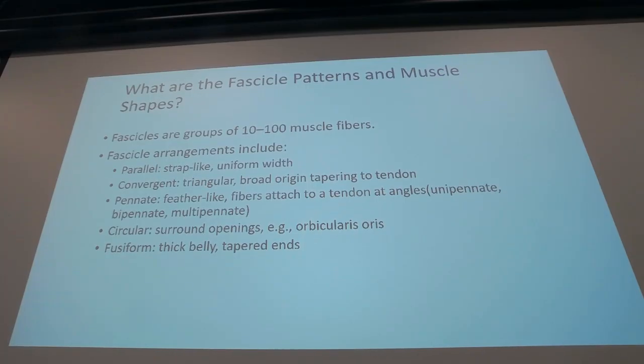If the fascicles run in a circular way, that will be called a circular fascicle. And if the fascicle has tapered ends and in the middle is bulky, that will be a fusiform fascicle. So those are the different types of fascicles that we can have: parallel, convergent, circular, pennate, and fusiform.